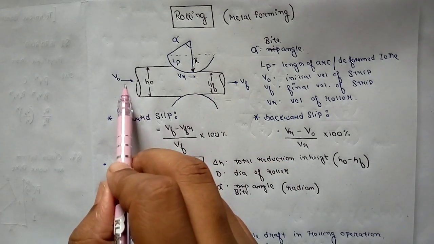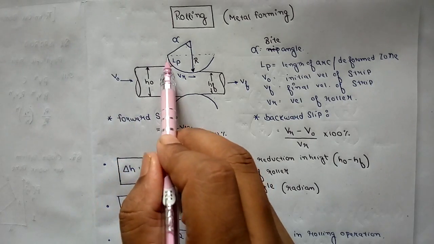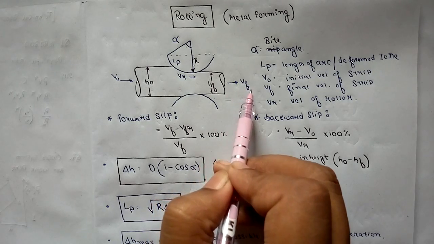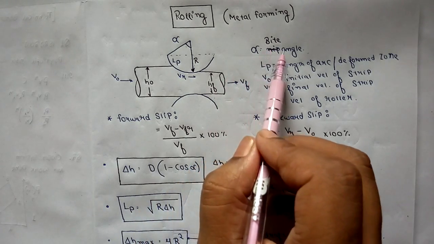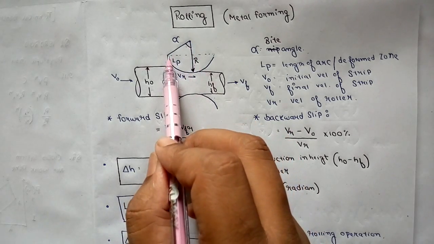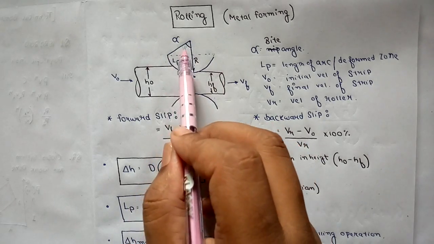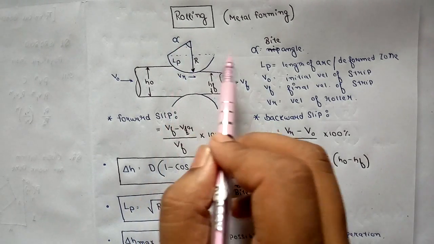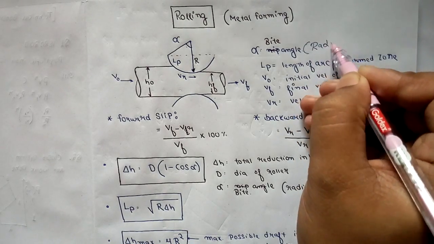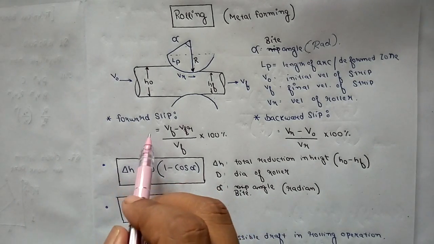We can say the initial velocity of the metal strip was v0, the velocity of the roller let's assume as vr, and the final velocity will become vf, where alpha is the bite angle, which is the angle between this radius and the end point where the strip touches the roller. So this angle is alpha. Alpha is the bite angle, which is generally given in radians. So remember this.